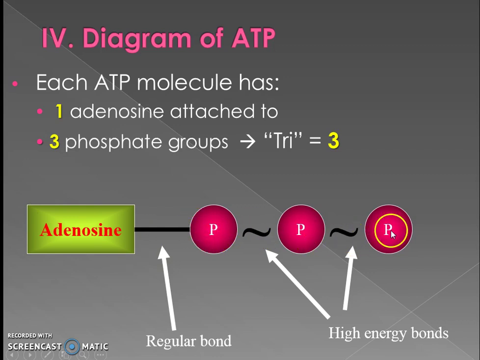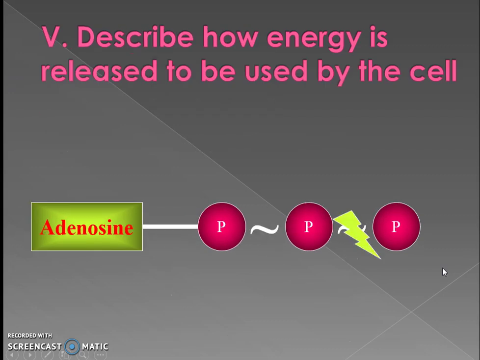Notice that they're all attached and there are these high energy bonds between the phosphates. That's where all the energy is stored in this battery molecule called ATP, stored up in these weird little circles that are phosphates. Well, how do we use the energy and release it from this battery called ATP so it can be used by our cells or our body?